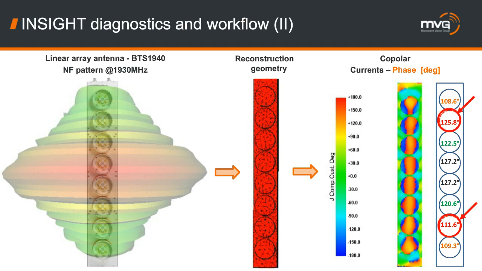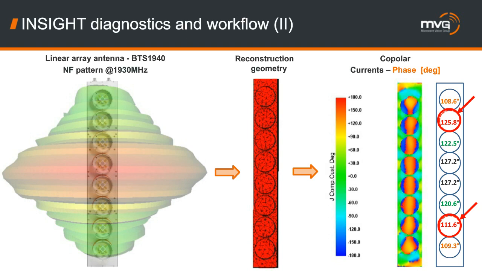Indeed, there is an unexpected difference between the second and the seventh element of the array. This is a clear alert that something is not working properly in the antenna. And thanks to this information, we investigated specifically that part of the feeding network, and we found a failure in one of the connectors that has been immediately fixed thanks to this fast diagnostic.